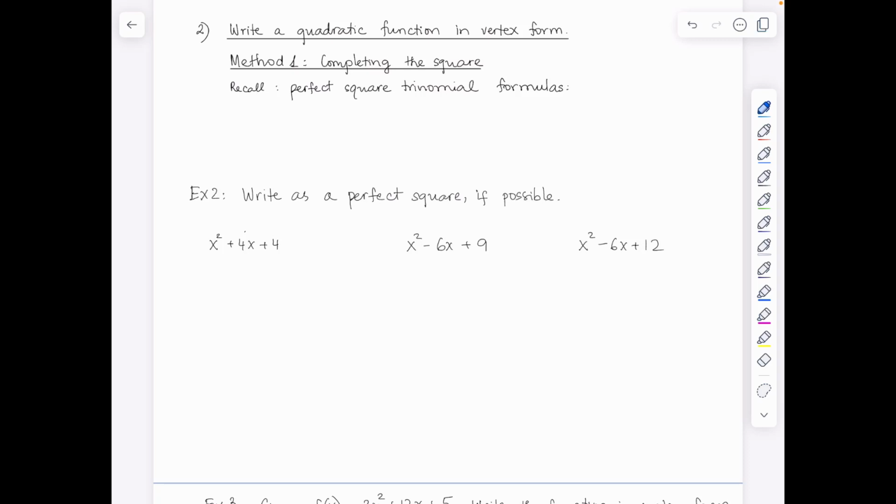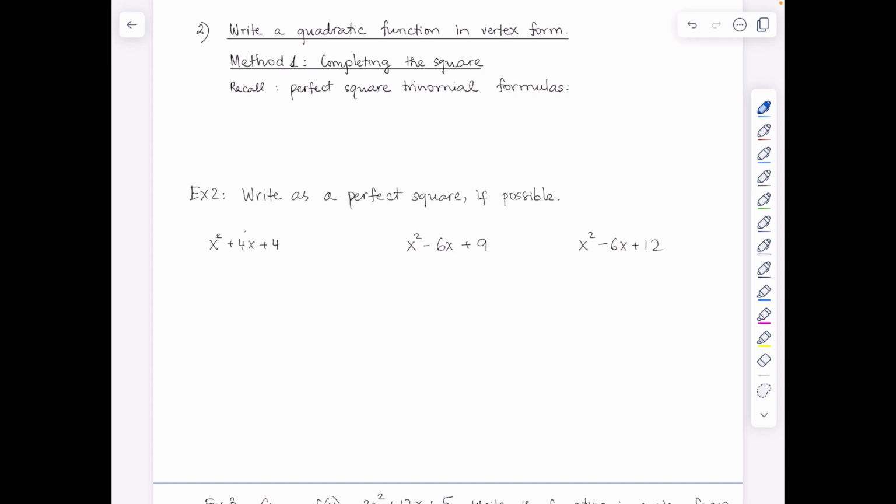In the previous video, we got to see how useful it is to have a vertex form. With a vertex form, you can easily determine the vertex, the axis of symmetry. We can easily solve for the x-intercepts and the y-intercept.